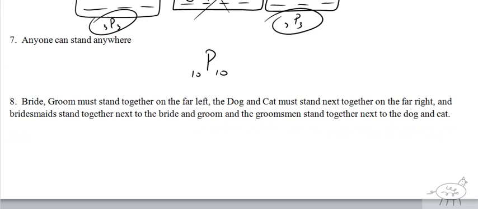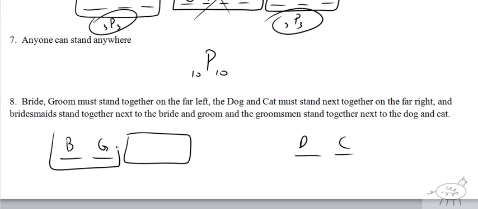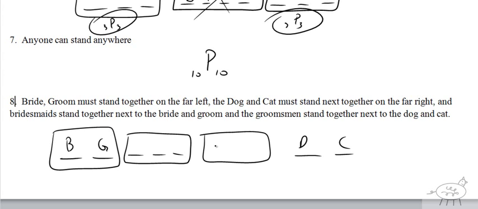All right. Okay, number 8. The bride and groom must stand together on the far left. So here's the bride and the groom. The dog and the cat must stand next to each other on the far right. So this is the dog and the cat. And the bridesmaids stand next to the bride and groom. So we're going to group these guys together. So this is the bridesmaids, stand next to the bride and the groom, and the groomsmen stand next to the dog and cat. So this is the groomsmen, 3, and that's another group there.